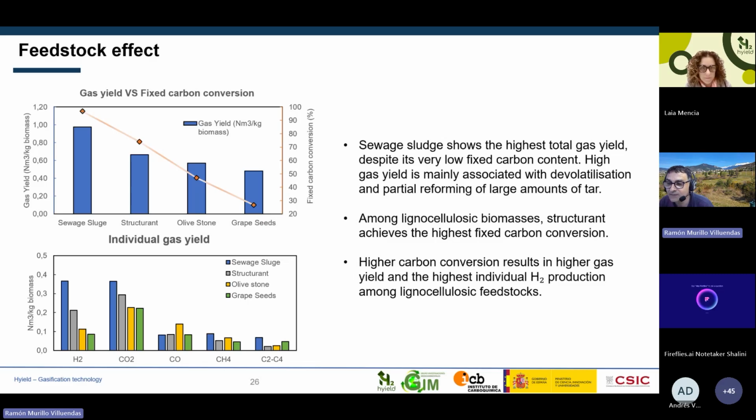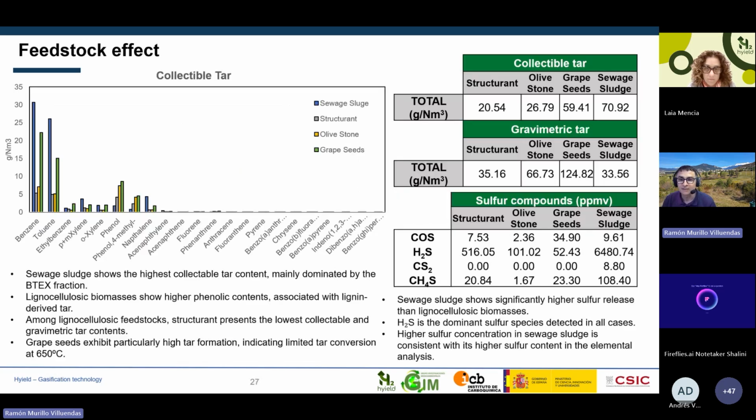When comparing lignocellulosic biomasses, a different behavior is observed. Structural reaches the highest fixed carbon conversion among lignocellulosic feedstocks, leading to a higher total gas yield compared to olive stone and grape seeds. This behavior reflects the higher reactivity of structural. As a consequence of the higher carbon conversion, structural also shows the highest individual hydrogen yield among lignocellulosic biomasses. These results confirm that high gas yield can originate from very different pathways: the volatilization and tar reforming in sewage sludge, or effective fixed carbon conversion in lignocellulosic biomasses such as structural.